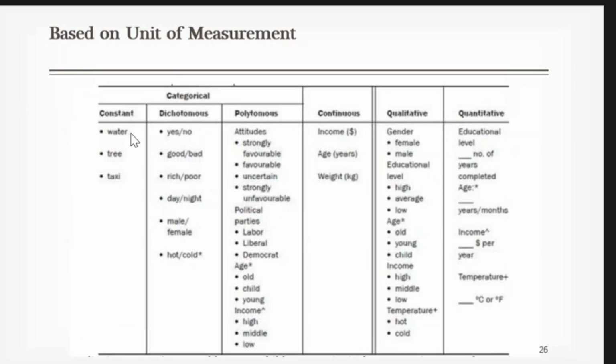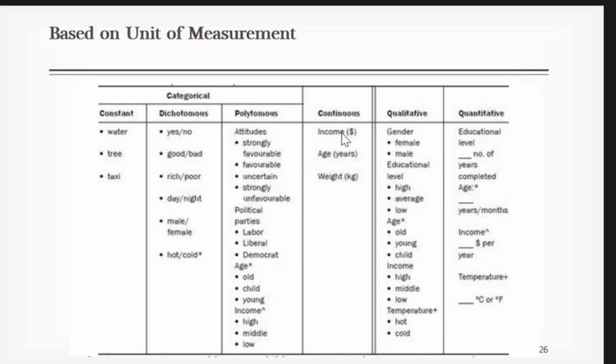So based on the unit of measurement, we have categories like constant, one category: water, tree, taxi. Dichotomous means two categories: yes, no, good, bad, rich, poor, day, night, male, female, all these are dichotomous. And polytomous means multiple categories: political parties, age, when you see old, child, young, or income, high income group, middle income group, that is polytomous. When there are more than two categories, it becomes polytomous.